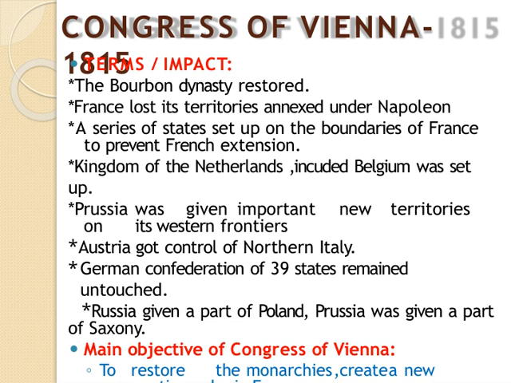The main objective of the Congress was clear: to restore monarchies across Europe and create a new, conservative order that would maintain peace and stability after years of upheaval. This was about re-establishing the old regimes and preventing revolutionary movements from spreading again, aiming for a balance of power that could sustain stability throughout the continent.